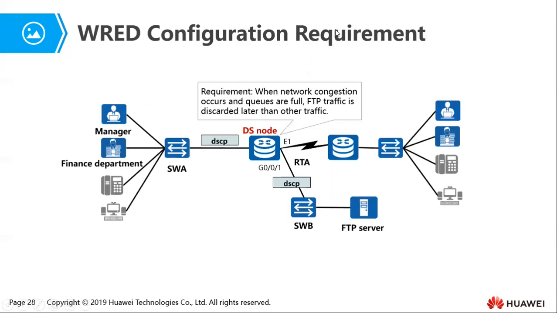Okay, so I think the other requirement here, other than FTP, is that we also want traffic from the manager network to be forwarded preferentially. And of course, we also have voice data and video data, which also have to be forwarded preferentially. Data from the finance department, for example, can just be forwarded in the normal way. So those are the conditions that we want to achieve.